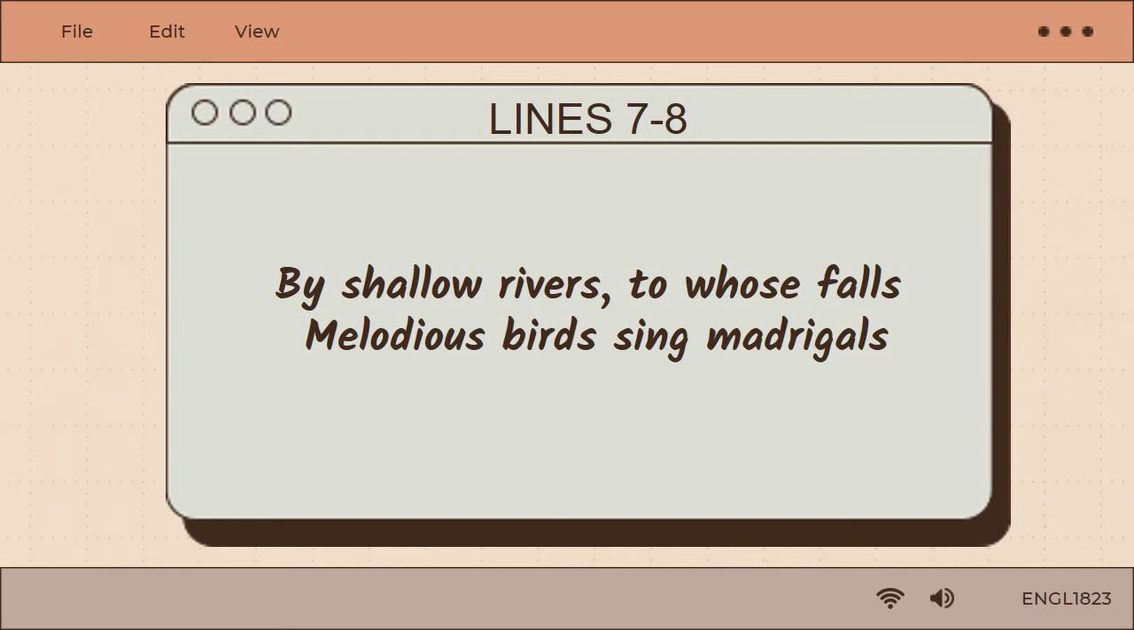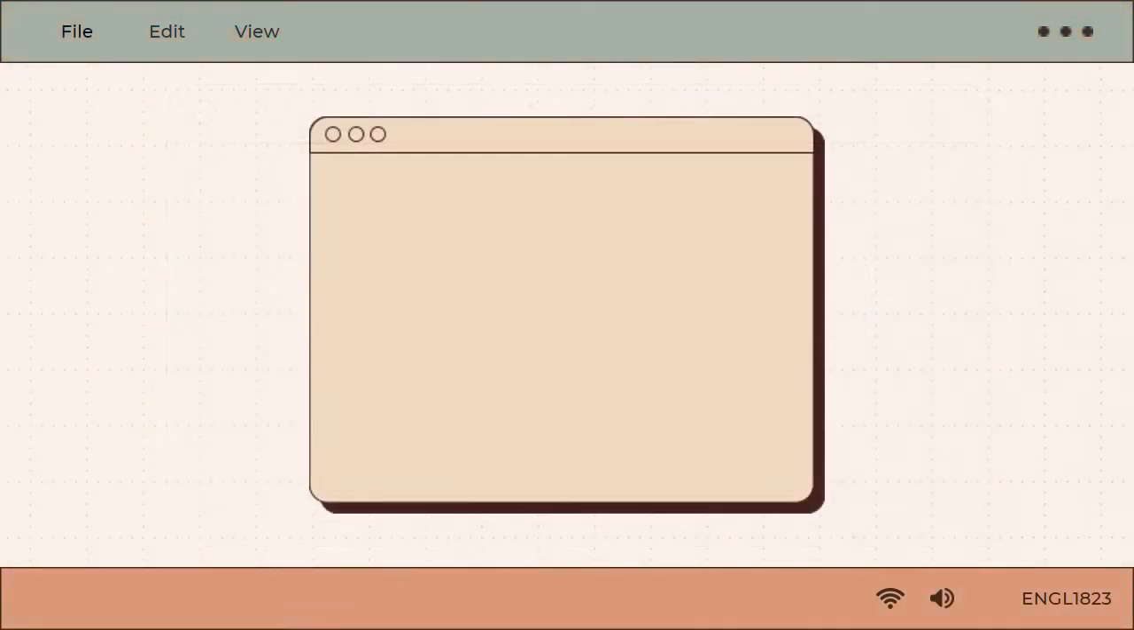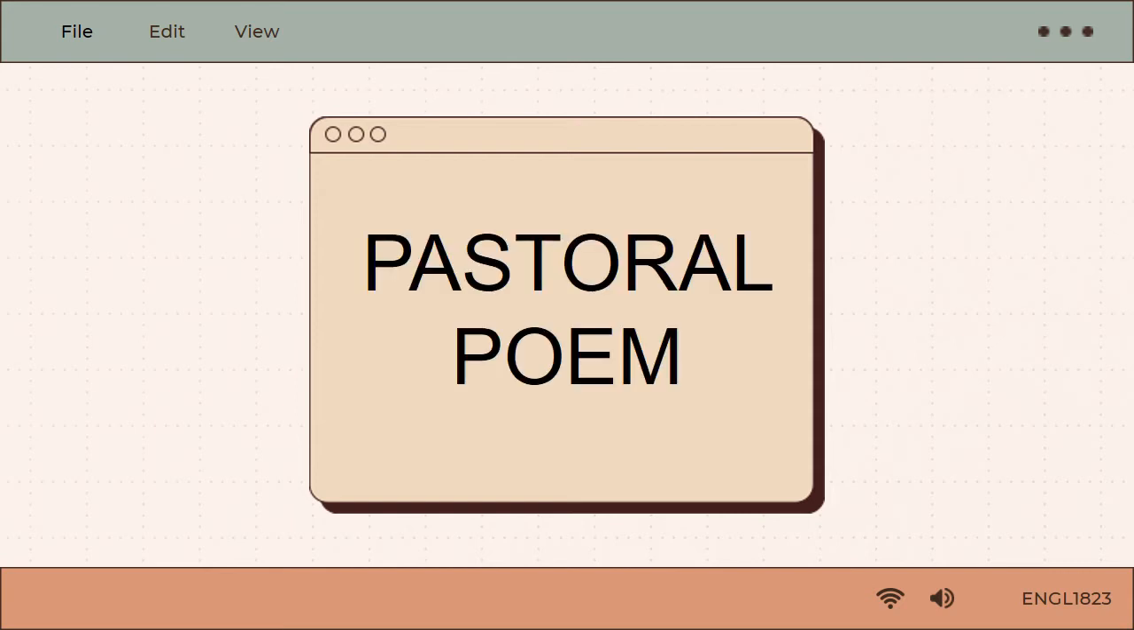But the bird singing in tune to the waterfalls is something more likely to be found in a Disney movie than in the actual English countryside, lovely though it may be. This is because "The Passionate Shepherd to His Love" is what we call a pastoral poem, which means that it glorifies the simple, rustic pleasures of the countryside and of country life.